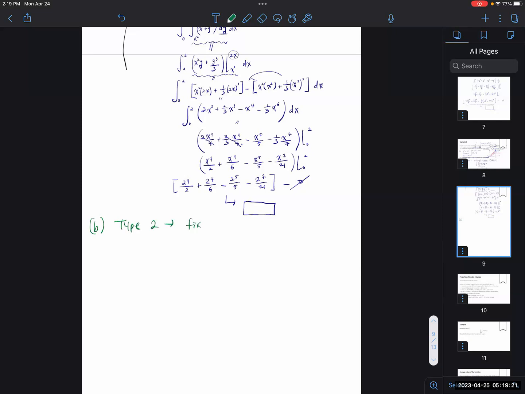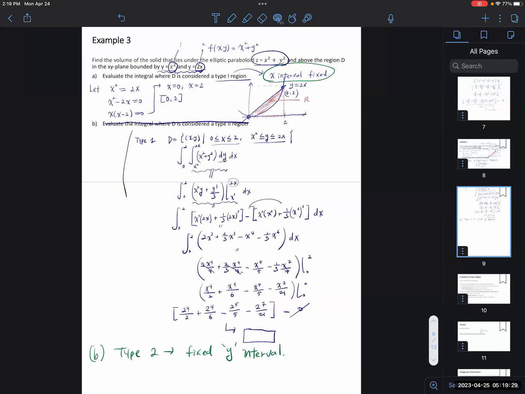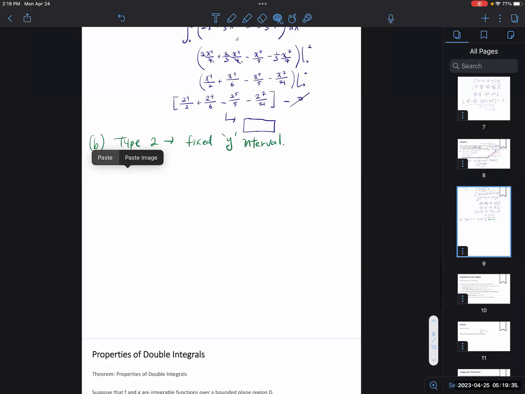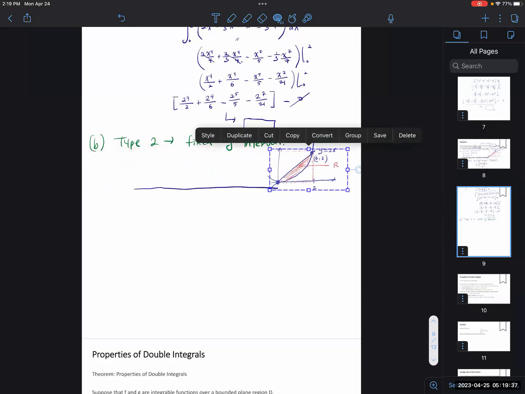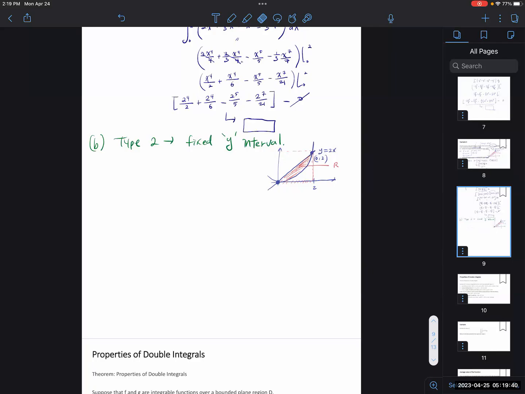We are going to fix the y interval. Okay, so let's go step by step. I'm going to draw the same image because they're talking about the same region. So I'm going to copy this and paste it here. Oopsie. So this is the information we have.